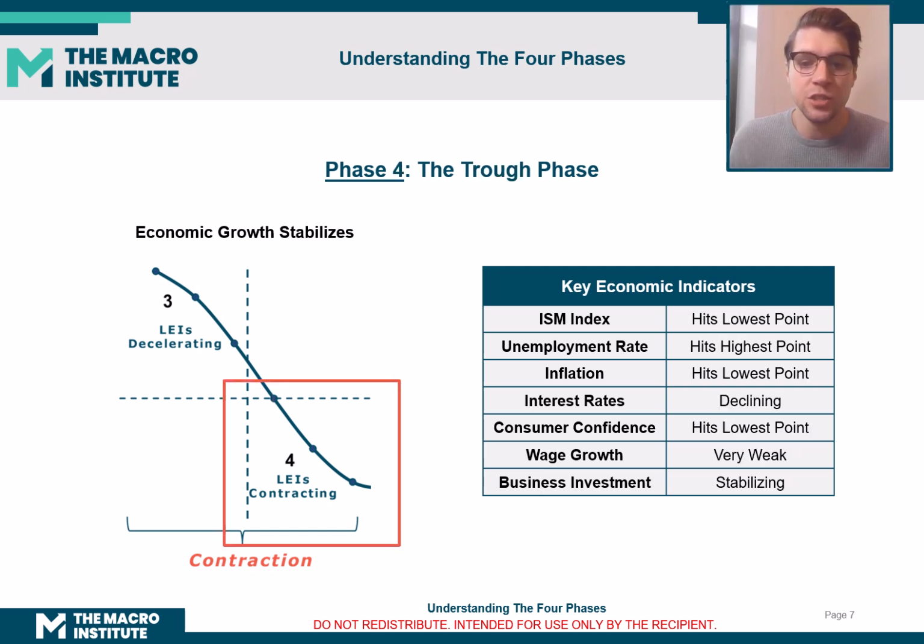And that brings us to phase 4, the trough. So this is where a lot of the stuff hits its highest or its lowest points. So the ISM will hit its lowest points. The unemployment rate will hit its highest point. Inflation, lowest point. Interest rates at this point are declining because the Fed is cutting rates in reaction to the recession phase. Consumer confidence is pretty low. Wage growth is very weak. Again, it generally doesn't contract, but it'll be very, very weak at this point. And business investment starts to stabilize as the Fed is cutting rates.